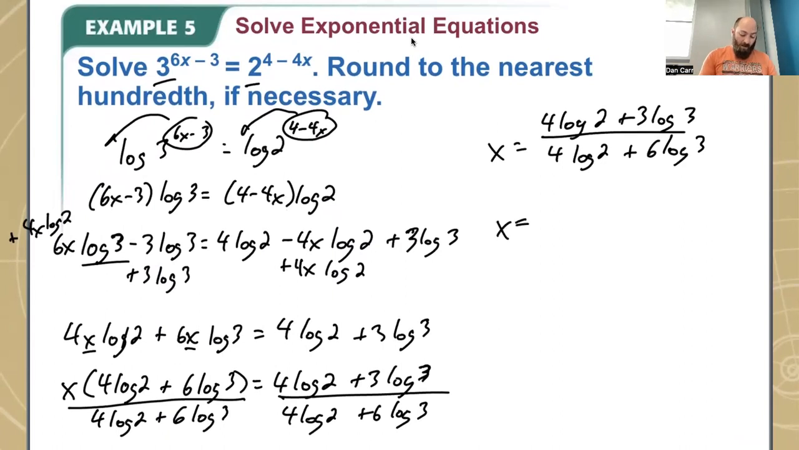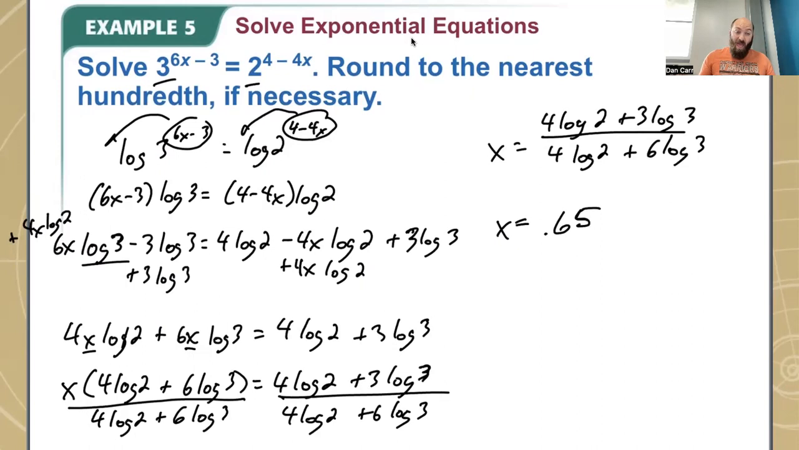If I plug it all into my calculator at once, so I've got 4 log of 2 plus 3 log of 3, divided by 4 log of 2 plus 6 log of 3. And that comes out, to the nearest hundredth, to 0.65.